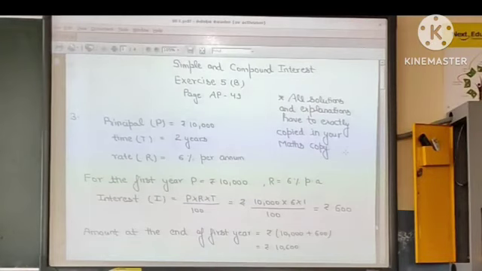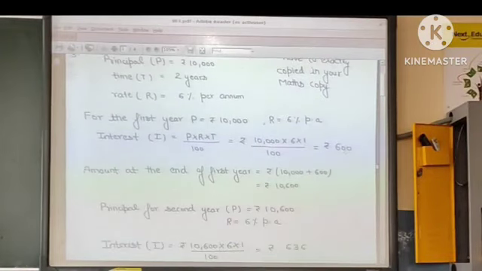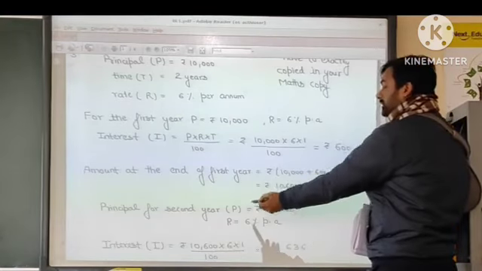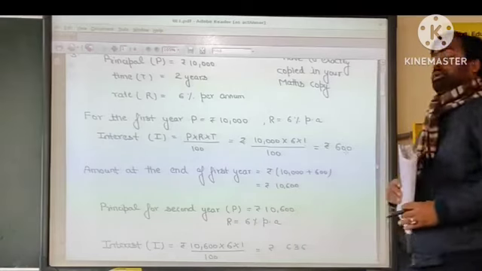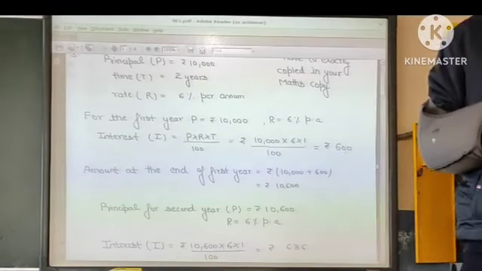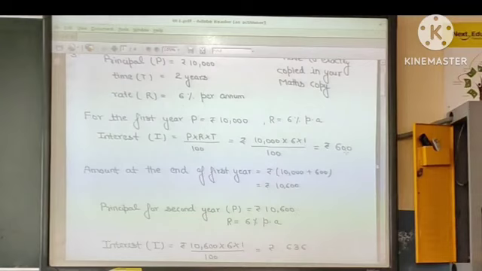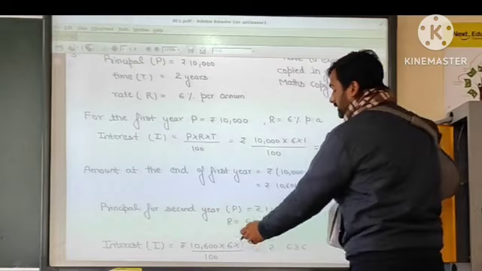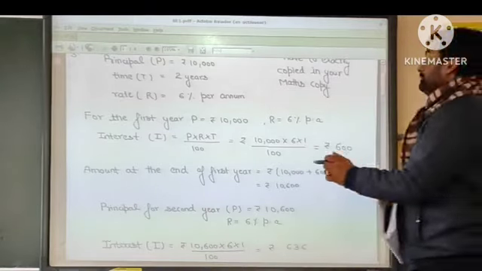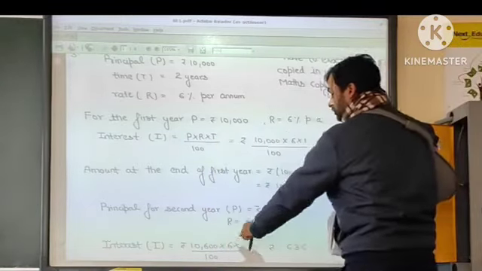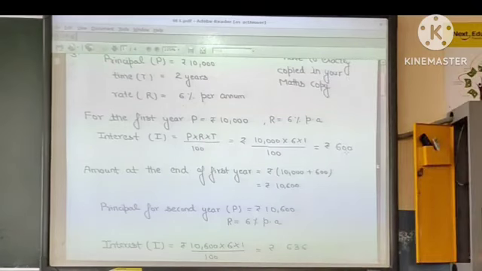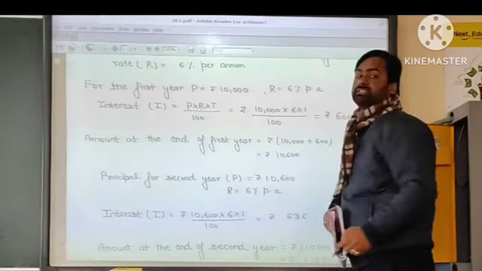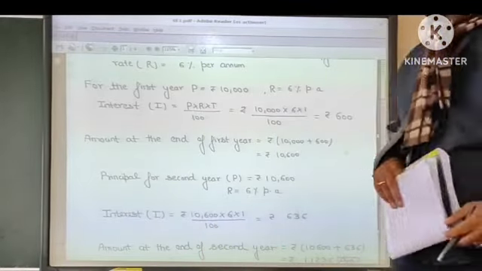So I'm scrolling here, see. Now, as you can see, the amount at the end of the first year is the principal for the second year. And what is the rate of interest? Rate is 6% per annum. Now how do we calculate interest? Again we use the formula P into R into T upon 100. So you use the same formula here also. You see here, it is 10,600. This is the new principal. So 10,600 is the new principal that we are getting.